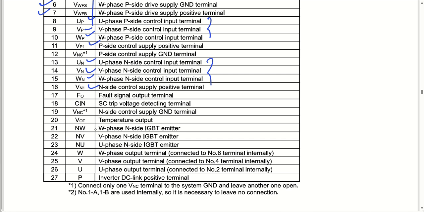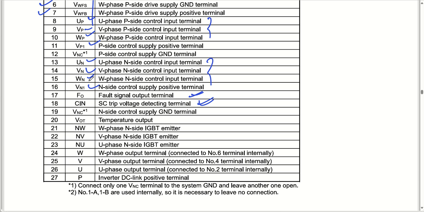Let us talk about other parts. We have the fault signal output terminal. If there is a fault in the IPM, then it will go low, and this is how you will understand, okay, my IPM is in faulty condition. If you have the short circuit trip voltage pin, a short circuit is there because of high load current or something, and this is the pin which will detect the short circuit.